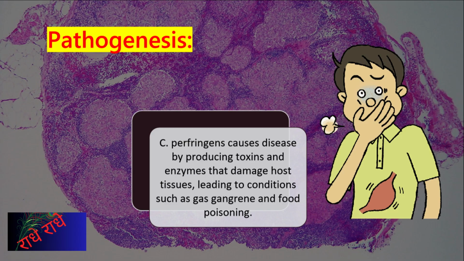C. perfringens is a species of bacteria that can cause a variety of illnesses in humans, including gastrointestinal infections and tissue damage. These illnesses are caused by the toxins and enzymes that C. perfringens produces, which can lead to conditions such as gas gangrene and food poisoning. To treat these conditions, it is necessary to seek medical attention immediately, and in some cases, specialized medical care is necessary.